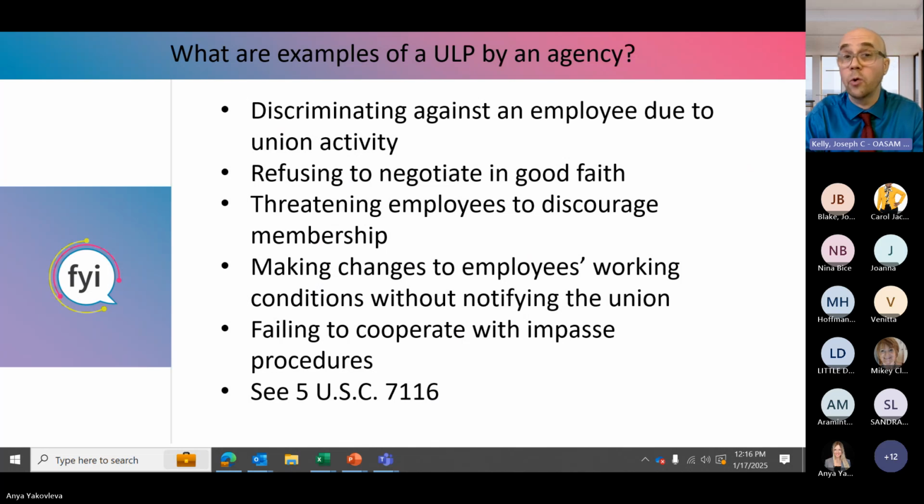Making changes to employees' working conditions without notifying the union. Going back to the example of changing a personnel policy, for example, the number of days that employees need to report to work on site, if that change is made without notifying the union, then that's an unfair labor practice. Failing to cooperate with impasse procedures by the Federal Labor Relations Authority, and we're going to get to that down the road in a little bit, is also an unfair labor practice. You can find more unfair labor practices in the statute at 5 U.S.C. 7116. Next slide.